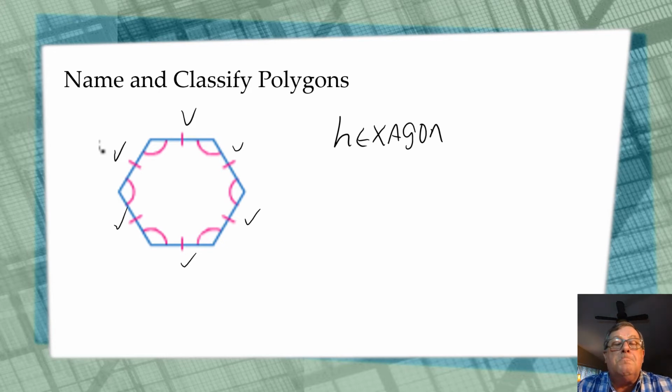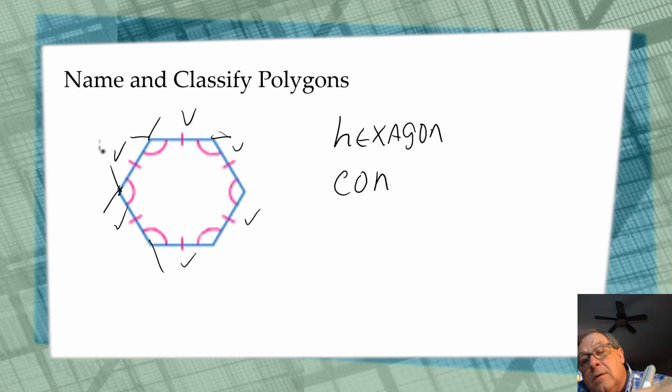So it's a hexagon. Is it concave or is it convex? And again, if I extended all the lines out, and I'm not going to do them all, but if I were to just extend these lines, I'm not going to have any point on a line that is in the interior of the object, so it is convex.